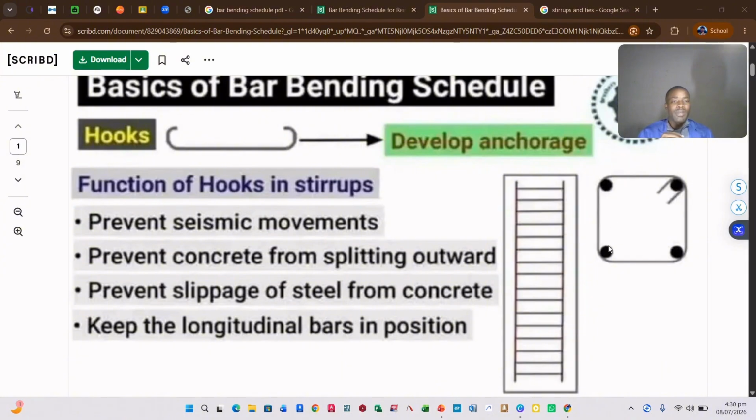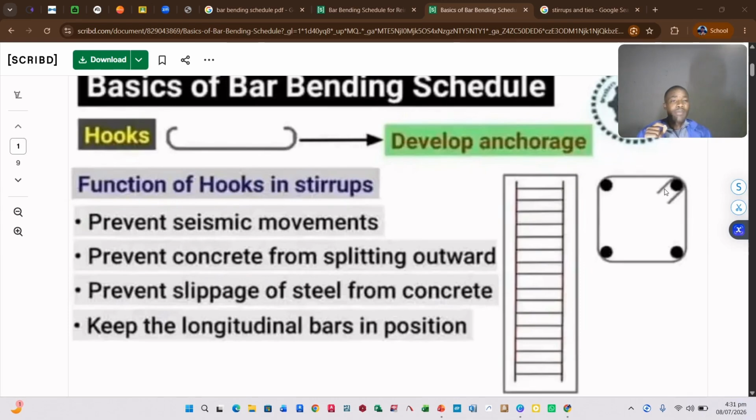On this other part, you have the cross-section view of this column. Then you have this tie that is round the bars. Finally, it has these two hooks there. These are the hooks we're talking about. The length of this hook must be put into consideration when preparing a bar bending schedule.